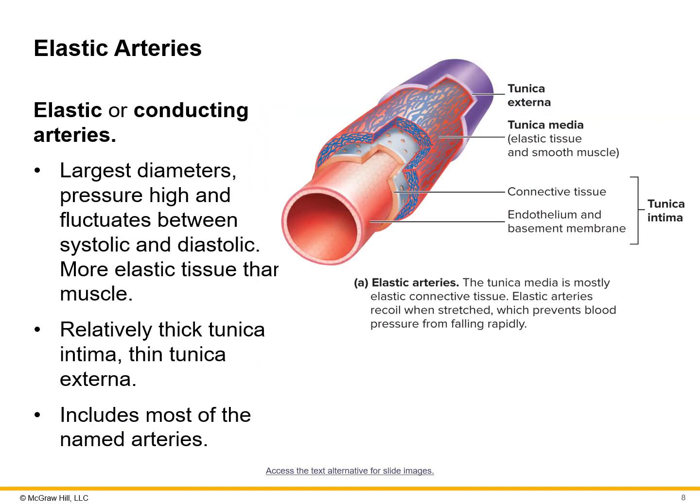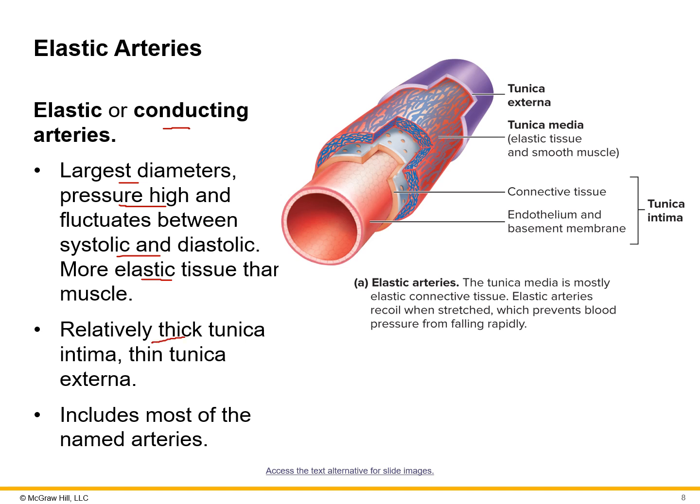If we look at those elastic arteries, these are also called conducting arteries. These are going to have the largest diameter. Again, bigger means more elastic. That means we have high pressure, and that pressure fluctuates between the systolic and diastolic pressures. So we go back and forth. Again, more elastic tissue than smooth muscle.